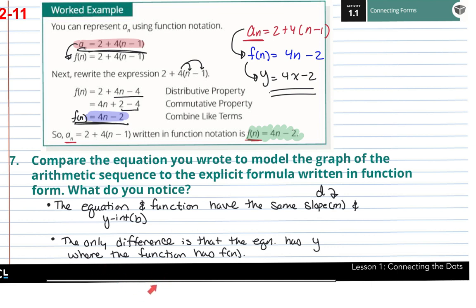There are more things that I could write down. I could have said the difference between the arithmetic sequence and the function is this one has a's of n and this one has f of n. That this piece right here is not simplified and this one is. So there's a lot of things that I could actually compare and contrast. But these are the two main things if you're comparing your function with your equation.